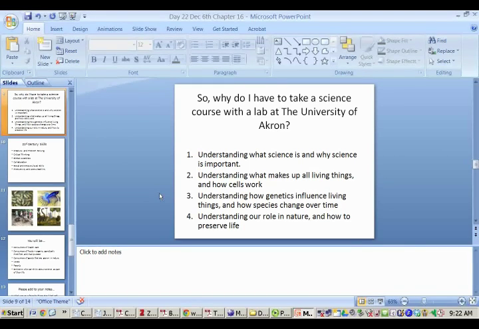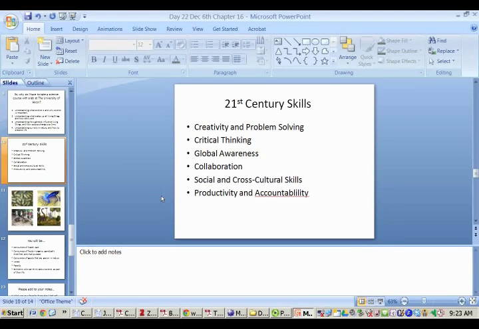Understanding what makes up all living things and how mutations and alleles and chromosomes affect everyone. Understanding how genetics influences living things and how species are going to change over time, things like antibiotic resistance, and understanding how things change over long spans of time. And then finally, understanding our role in nature and how to preserve life. So this course, I like to think, is pretty important in giving students exposure to those things.